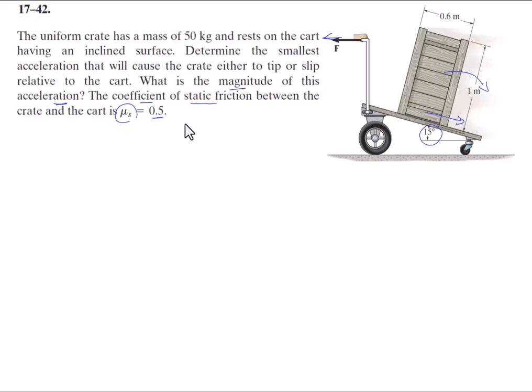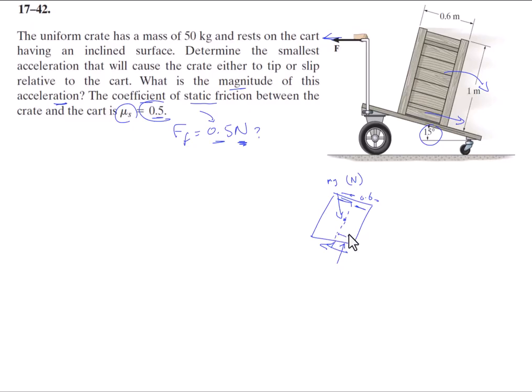Let's assume first that the crate slips. For the friction force, 0.5 times the normal. And we don't know what the normal is, but we're given that mu s is 0.5. You can draw the free body diagram. You have this crate, and you have the weight of the crate, mg, and you have the friction force, let's say this slips, and you have a normal force that I don't know the exact location of. Let's assume this is the middle of the crate, this is 0.6, and this is 0.3 and 0.3.